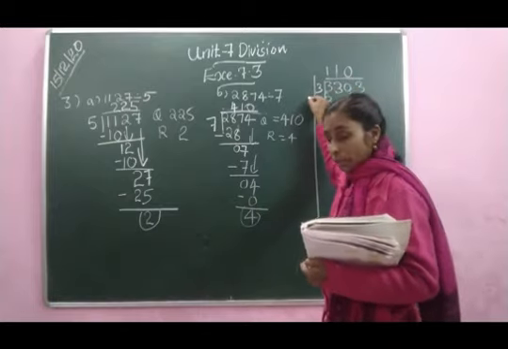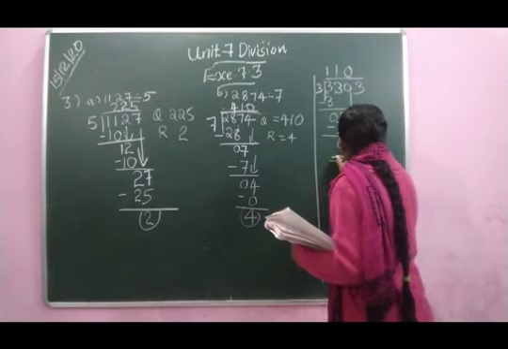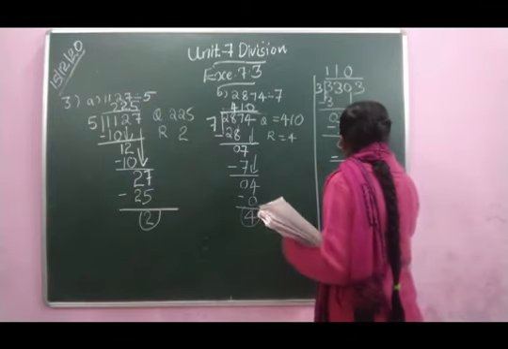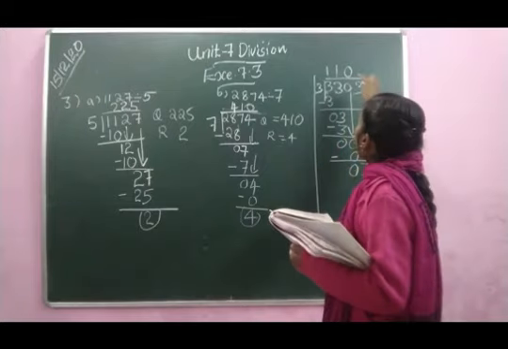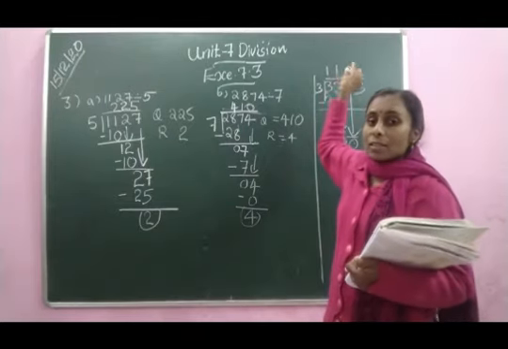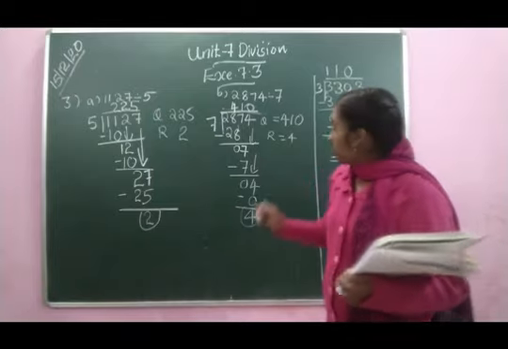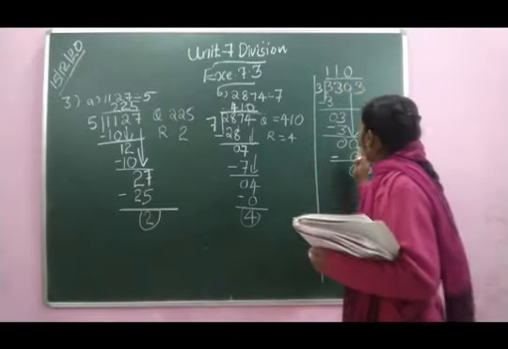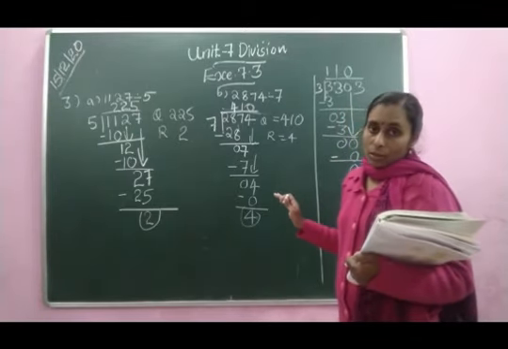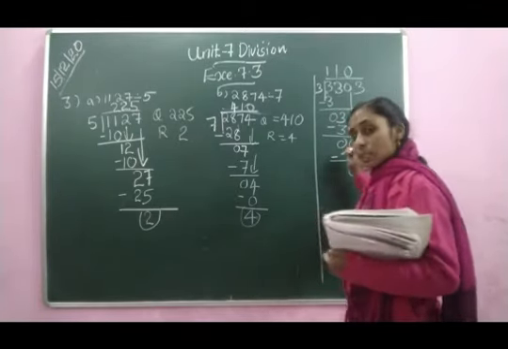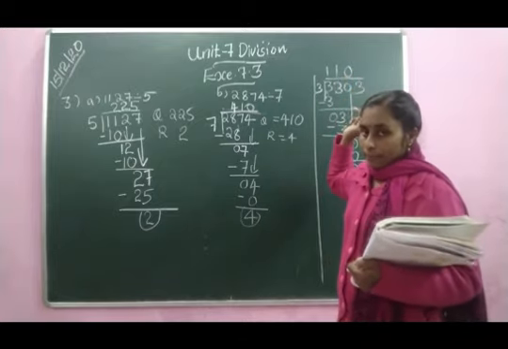0 multiplied by 3 is 0. After subtraction we also get 0. Then we take the next number. If you want, you can avoid this step, but you should place 0 in the place of the quotient. That is very important. If you avoid it, you will not get the correct answer. 0 must be there.